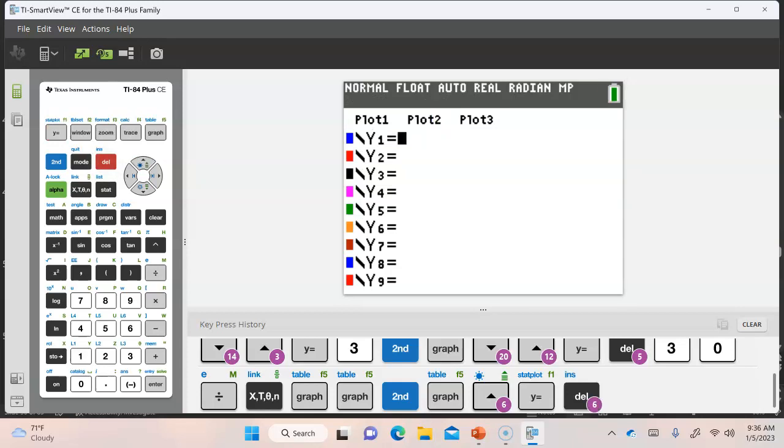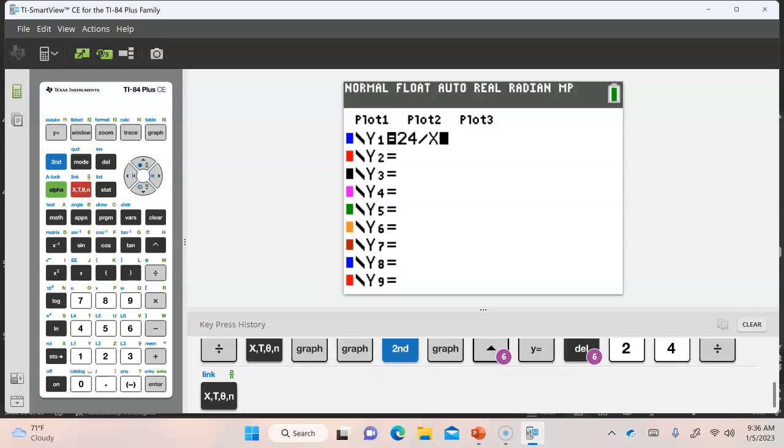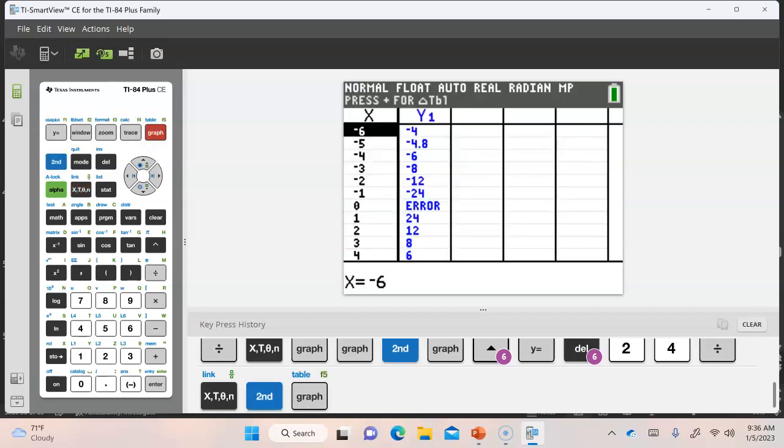You go to y equals so that you're in the graphing utility. The number that you want to get all the factors of, in this case we want our factors of 24. Okay? You can type 24 divided by x into the graphing utility. Okay? 24 divided by x. And then if you open up the table by pressing second graph, it gives you a list of the factors. Okay? Negative factors, positive factors.